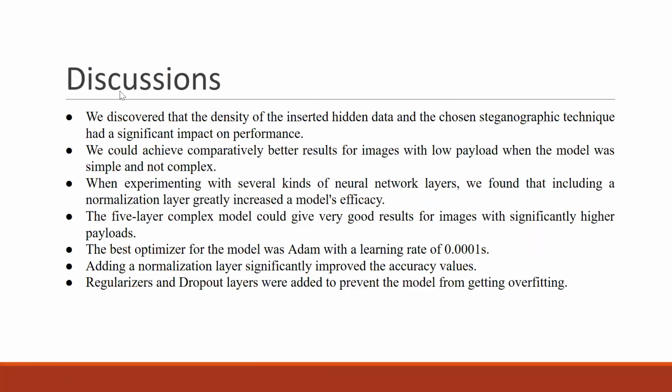For the discussion, we discovered that the density of the inserted hidden data and the chosen steganography technique had a significant impact on the performance. I said this before. We could achieve comparatively better results for images with low payload when the model was simple and not complex. When experimenting with several kinds of neural networks, we also found that adding a batch normalization layer could improve the model efficiency. The best optimizer was Adam, and I said all these before. Regularizer and dropout layers were added to prevent overfitting.